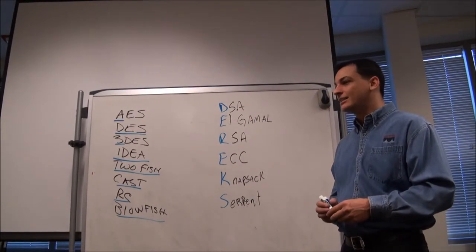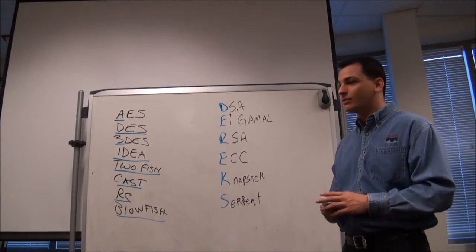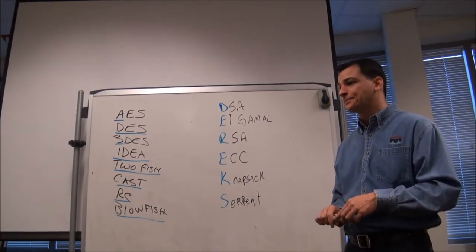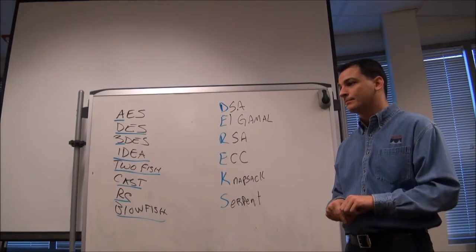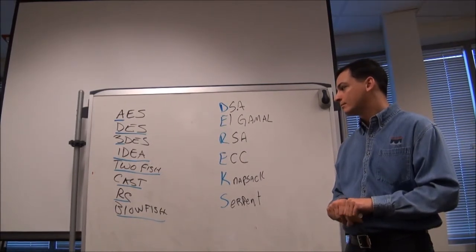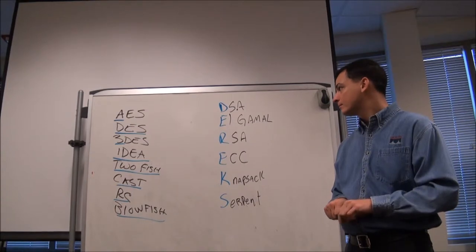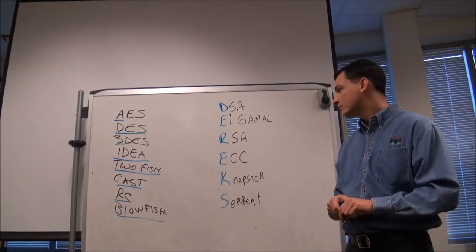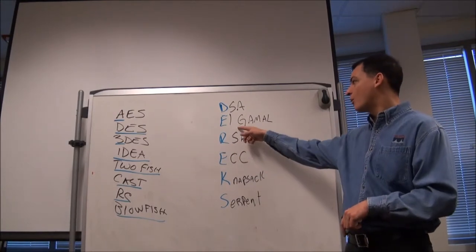Hey, these three guys had an idea to fish and cast out their rod to receive blowfish. Sorry. I was trying to think of a way to differentiate the symmetric from the asymmetric, aside from the fact that the asymmetric ones look like names, in many cases. Rivest, Shamir, Adleman, El Gamal.